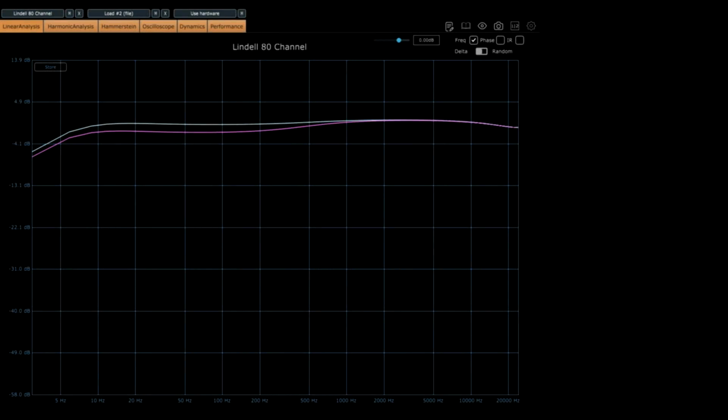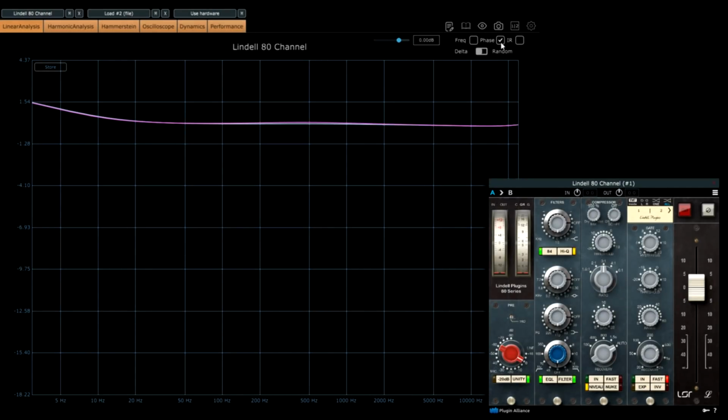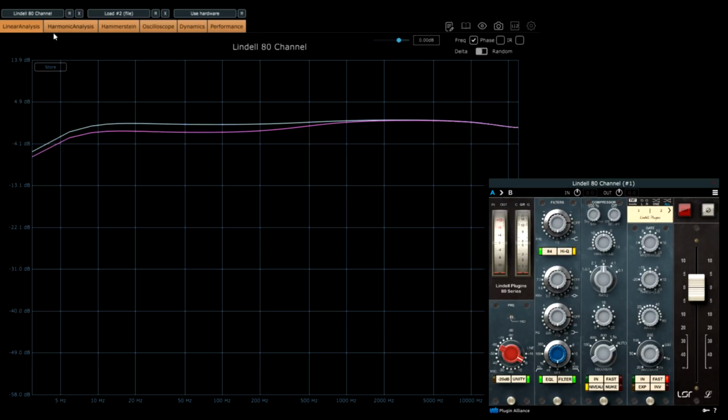Here's the first graph you're presented with when you launch the software, and it shows the frequency response of the plugin in question. Or the phase response, if you switch it at the top. But notice what this first tab is labeled at the top. Linear analysis. This type of analysis is designed for a linear system, with no distortion or compression. If you try to measure a non-linearity with this method, you're just going to break the test.